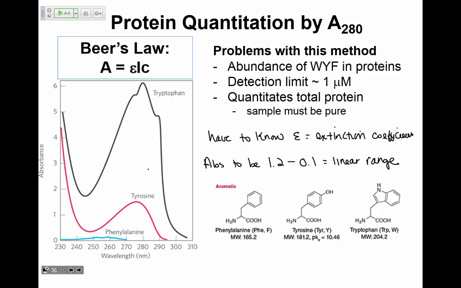All right? I never want to be working at some plateau because I'm no longer in the dynamic range or the linear range. Okay? So in order to use this technique, you want to be somewhere between 1.2 and 0.1, which is the dynamic range of quantitating protein by absorbance at 280 nanometers. All right.